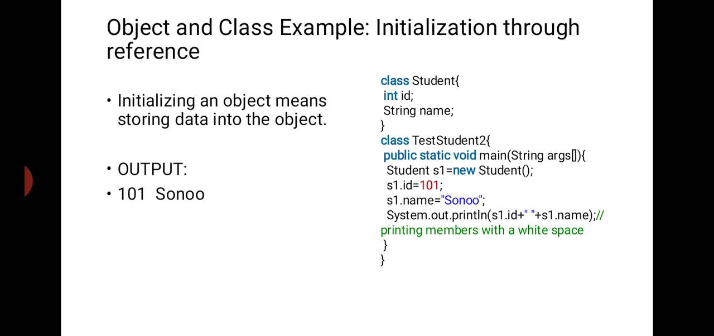And next I am printing the value of both the variables. Here the double quotes indicate a space between the two variables. So here the output will be 101 and Sonu. So this is one of the methods of initialization through reference.